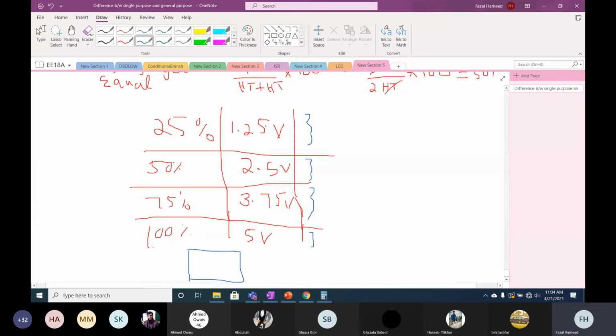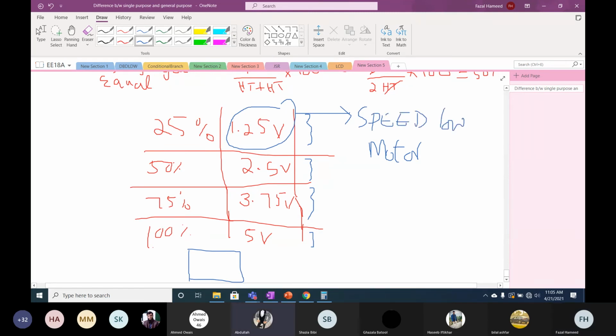So now why is it so? Let's assume you are using a motor. If the voltage is 1.25 volt, should the speed be low or high? Low. And what about this? In this case, should the speed be low or medium? Higher than 1.25, so let's say medium. Yes. And in the last case, it is the highest speed. Am I right or not?